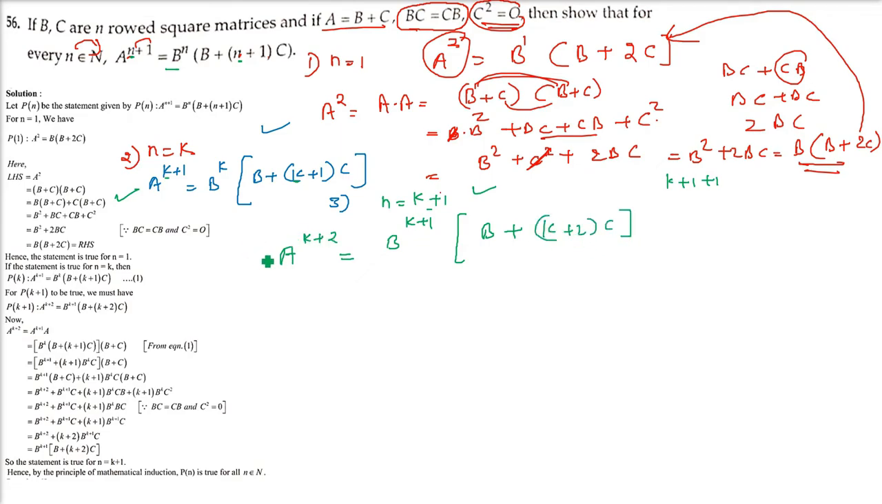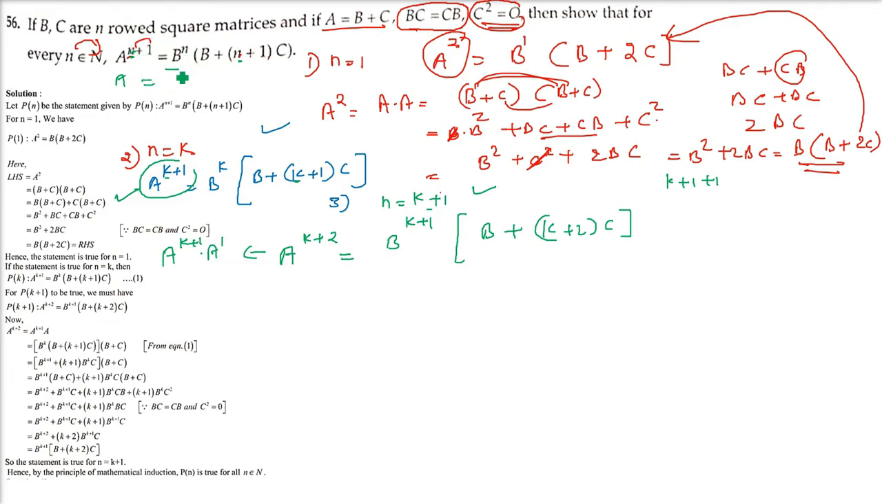Now this a raised k plus 2 can be written as a raised k plus 1 into a raised 1, because if you add the power it will be k plus 2 only. A raised k plus 1 is already there. A raised 1 is already there with us. How do we get a raised 1? When we put n as 0. If I put n as 0, I will get a raised 1. So right hand side also you have to put n equals 0.